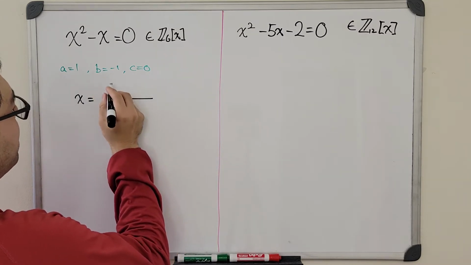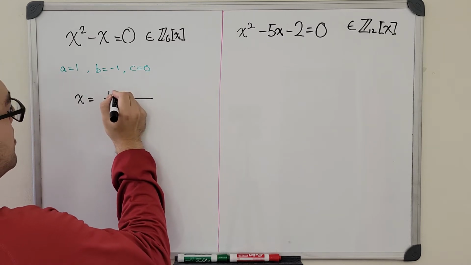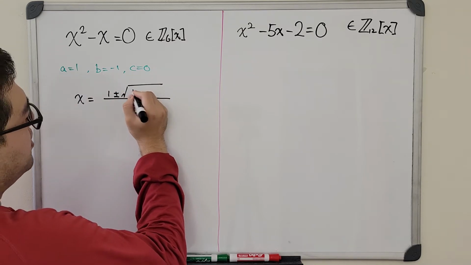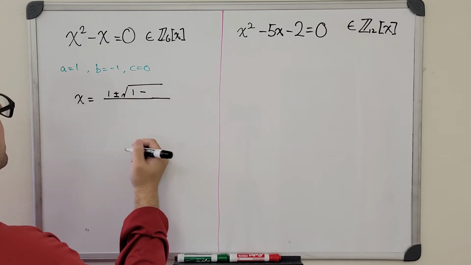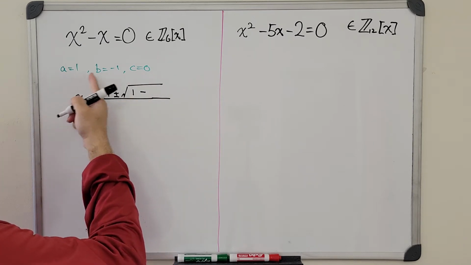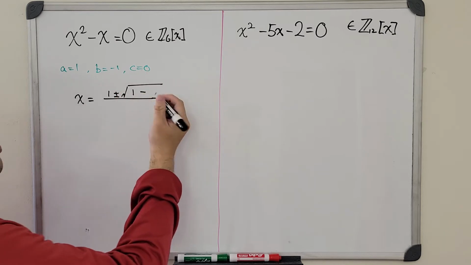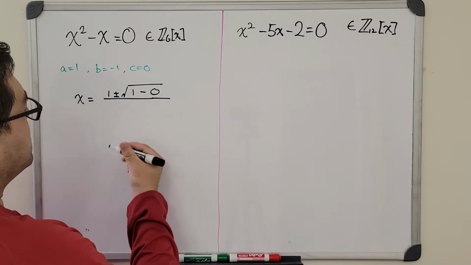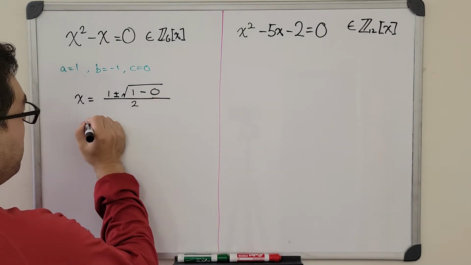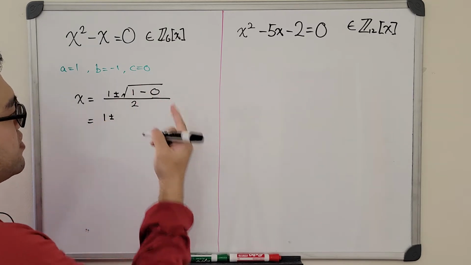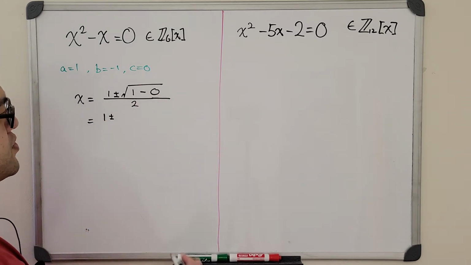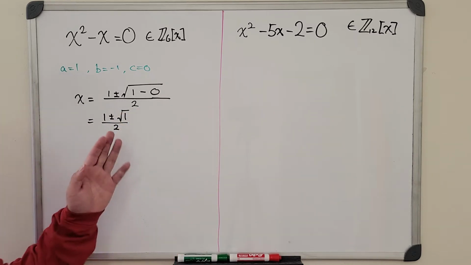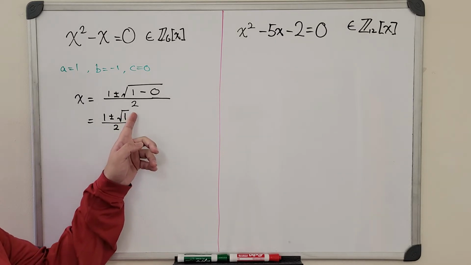If we use the quadratic formula, we get the following. We have -b, so it turns into +1, plus or minus the square root of b squared, which is (-1) squared, giving us 1, minus 4ac. 4 times a, which is 1, gives us 4, times c, which is 0, so we end up with 0. Then it will all be divided by 2a, and a is 1, so we just divide by 2. If we simplify the things inside the square root, we have 1 minus 0, which is 1, all over 2. Now, at this moment, we have 2 problems.